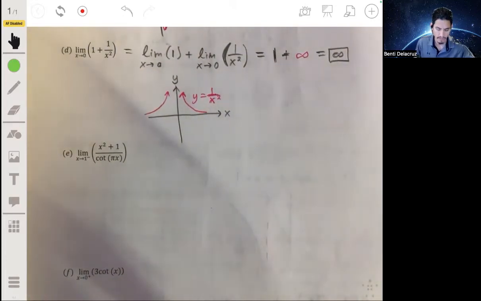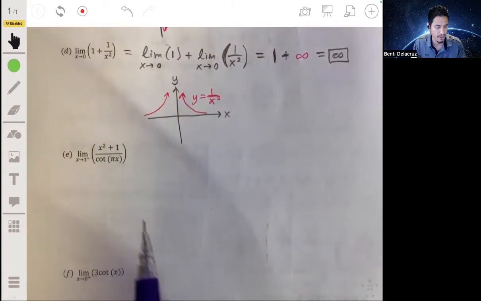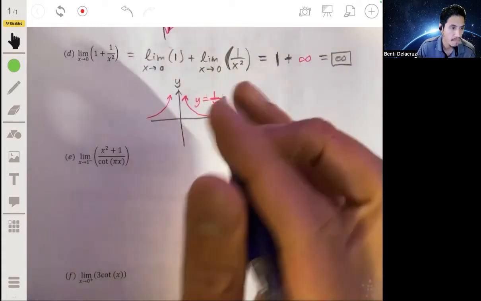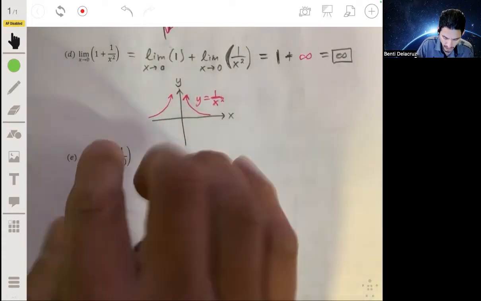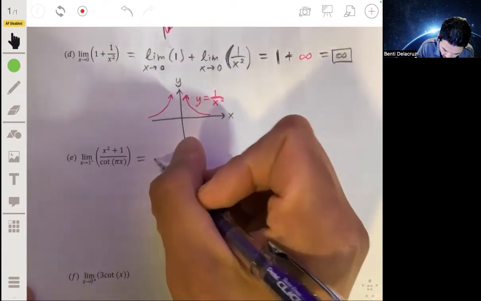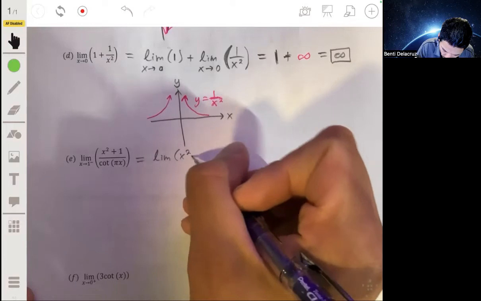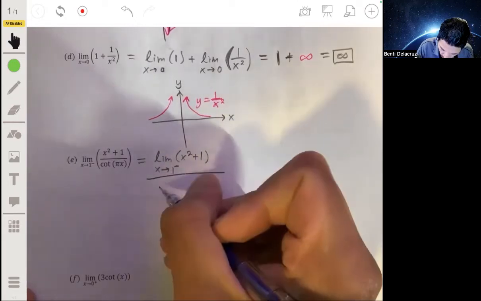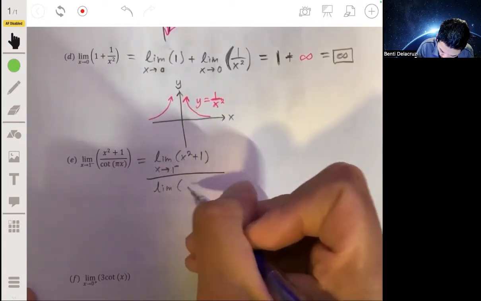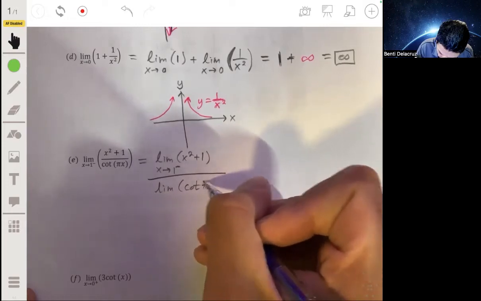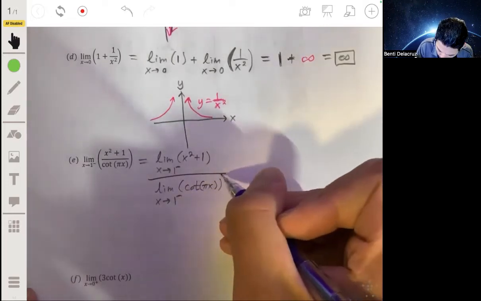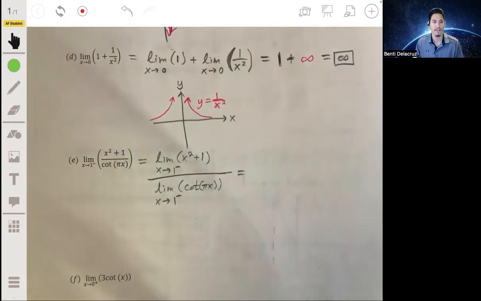And next one. Okay, here we have something that maybe can look a little complicated, but it's actually pretty simple. What we're going to do is break this into two expressions. So we're going to take the limit of the top. So let's look at it like this: the limit of x squared plus 1 as x approaches 1 from the negative side, all over the limit of the cotangent of pi x as x approaches 1 from the negative side, and we evaluate them individually, then divide. This is another property we can use, the quotient property.